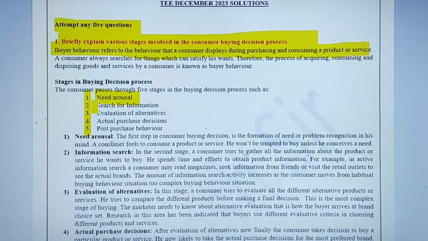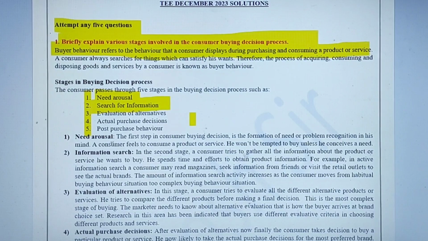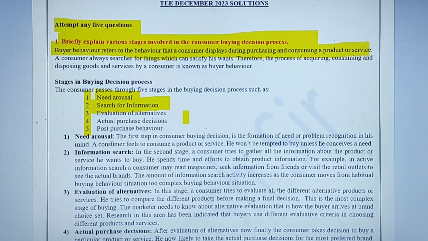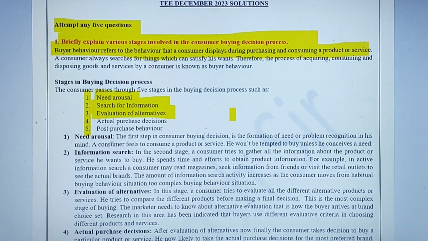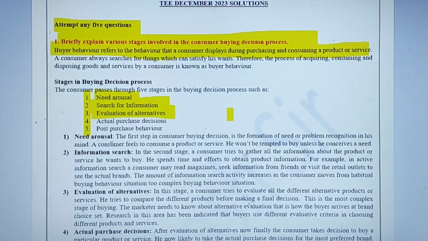The second one is he will search for the information through various sources, maybe from the market, from the internet. So he will collect the information regarding his purchase, what type of goods or services he wants to consume. Then he will evaluate all the information collected and choose the best alternative that suits his budget and his basic satisfaction level.